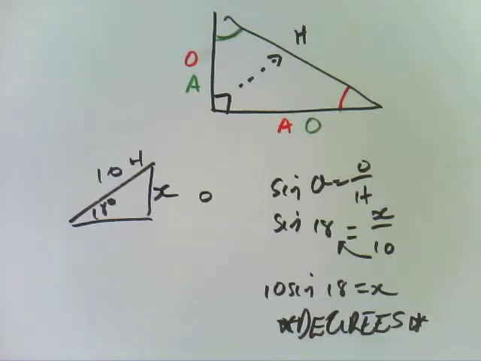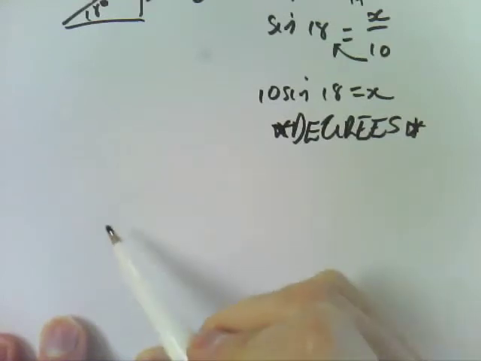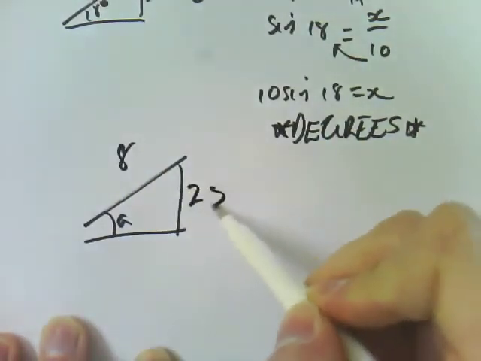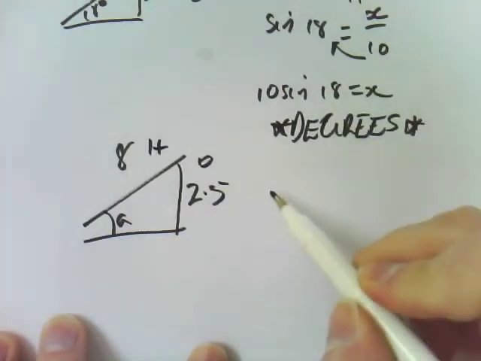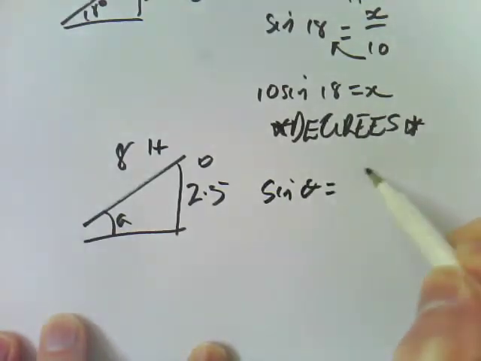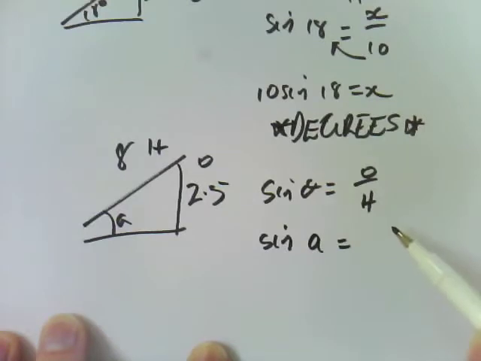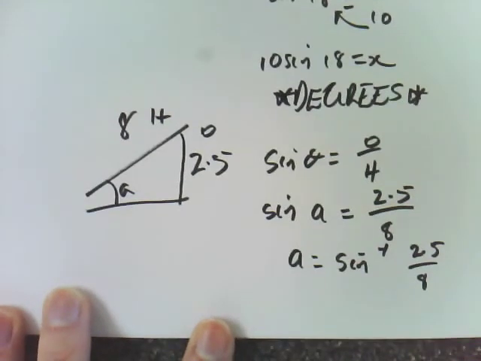They do ask you in question 3 to find an angle. So if we have a look at question 3a, you've got angle A there, 8 and 2.5. Again, we've got the opposite and the hypotenuse, which means we're using sine. So sine theta equals O over H. Sine A equals 2.5 over 8. So A equals sine to the minus 1 of 2.5 over 8. And you can use the calculator to finalise that one as well.